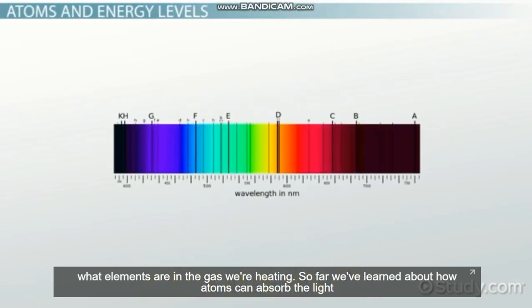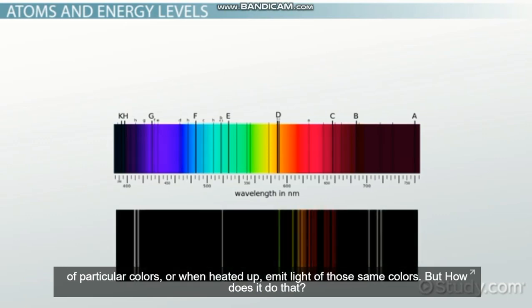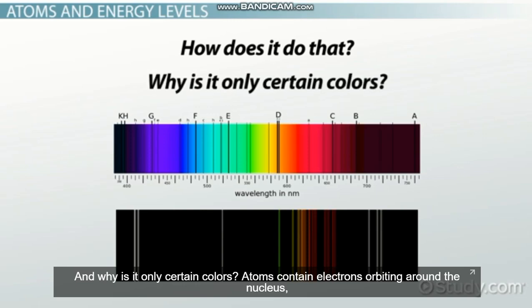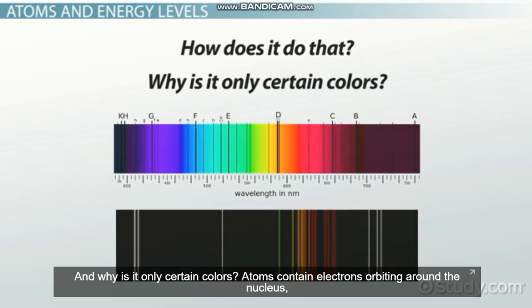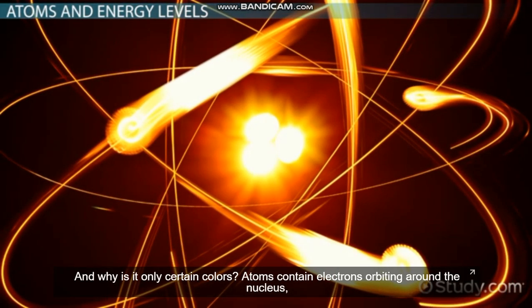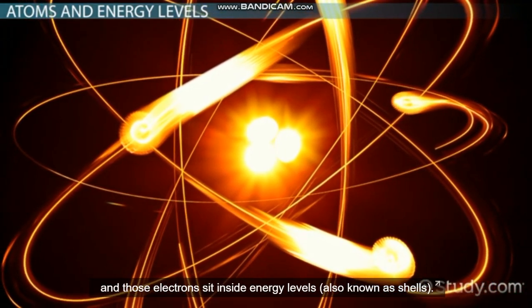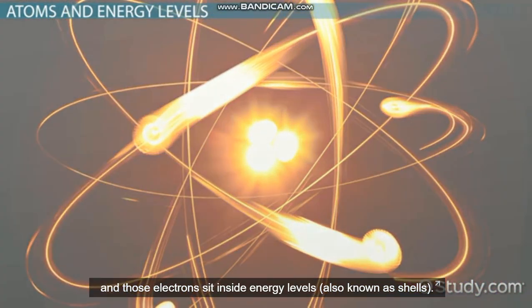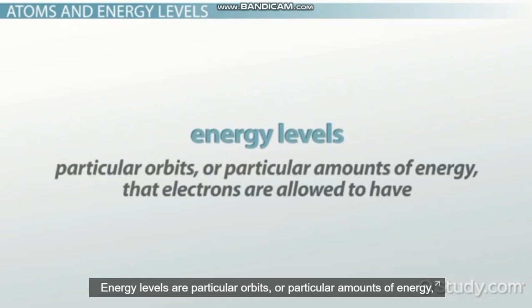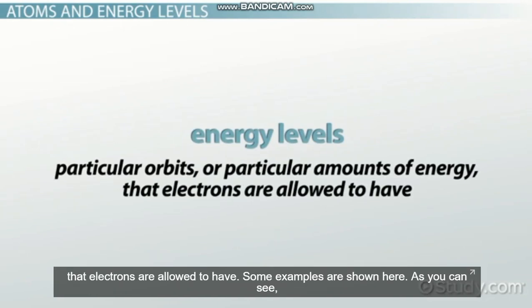So far, we've learned about how atoms can absorb the light of particular colors, or when heated up, emit light of those same colors. But how does it do that, and why is it only certain colors? Atoms contain electrons orbiting around the nucleus, and those electrons sit inside energy levels, also known as shells. Energy levels are particular orbits or particular amounts of energy that electrons are allowed to have.